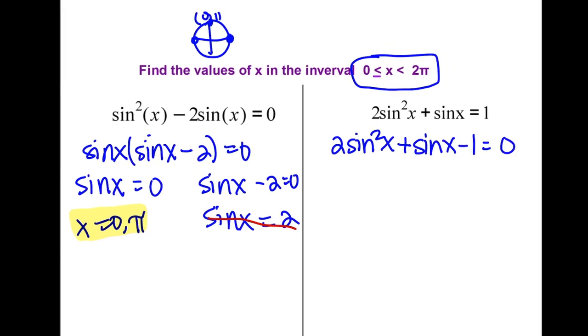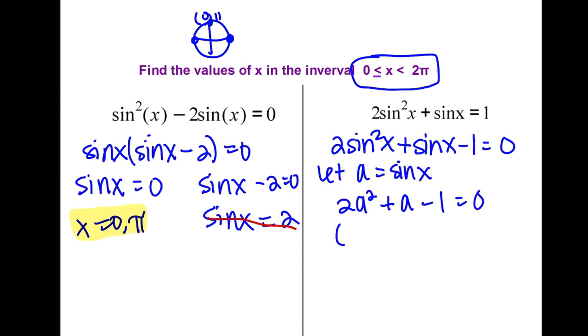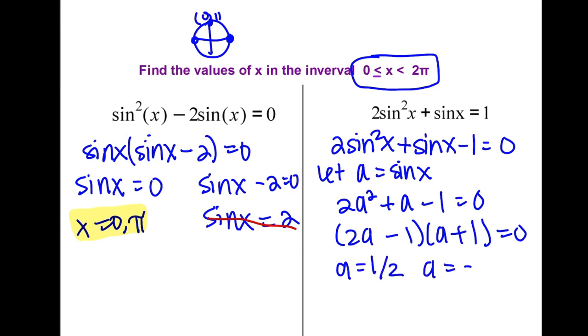And this one looks a lot like that one on the warm-up. So what I'm going to do is make it a little simpler on us. Let a equal sine of x, and rewrite this as 2a squared plus a minus 1. Because that looks like something I can solve. I actually did it in the warm-up. 2a plus 1, a minus 1. Oops, those are not right yet. 2a minus 1, a plus 1. So that way I get 2a minus a is positive a. And so that gets me a equals 1/2 and a equals negative 1.